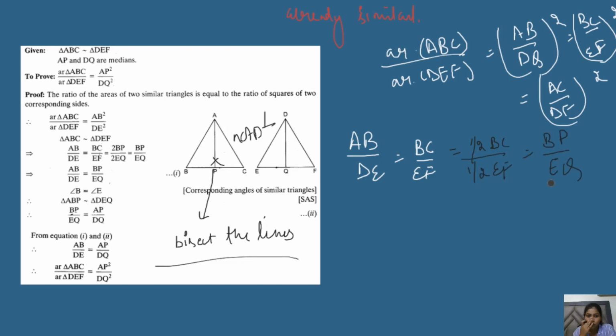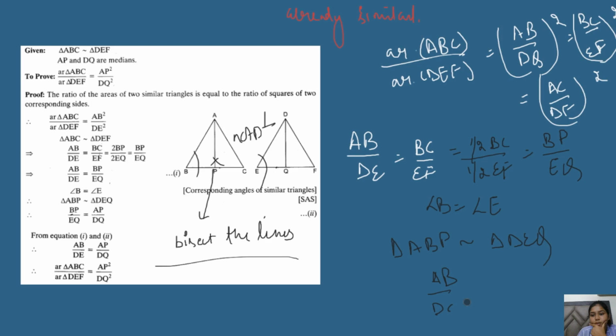Okay, now angle B is already equal to angle E. Why? Because in this particular triangle, both of them are similar, so corresponding angles will be equal. So triangle ABP is similar to triangle DEQ. Right. Now by this we have gotten that AB by DE is equal to BP by EQ, and it is also equal to AP by DQ.